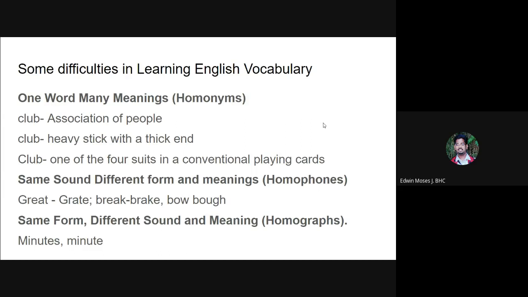Here another, same form, different sound and meaning. Right? Minutes. You have to write minutes for the meeting. You have to record all the happenings in a meeting. That is minutes. Minute. The sound is different, but the form is the same. And these are called homographs. Different sound and meaning, but same form. Minutes, minutes, and minute. So homonyms, homophones, and homographs.